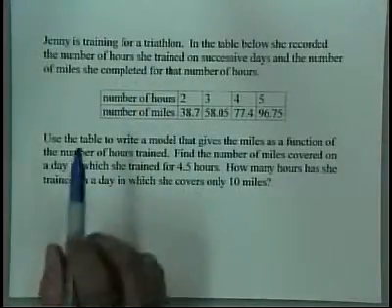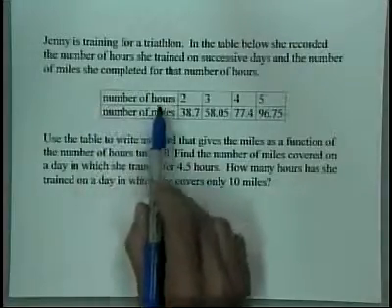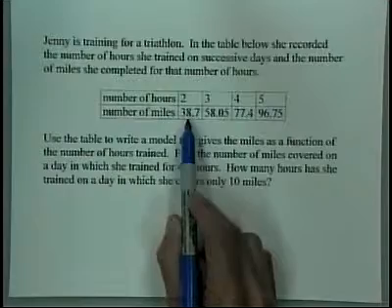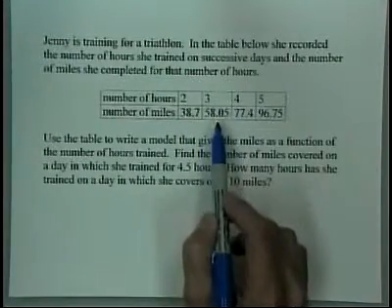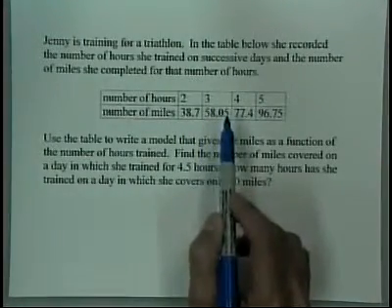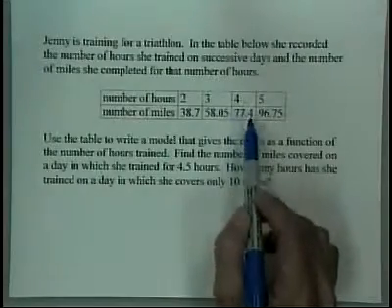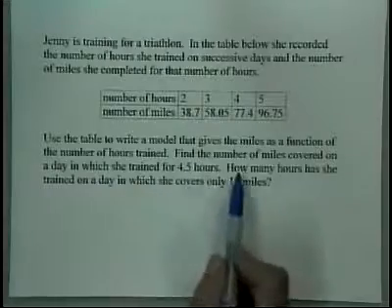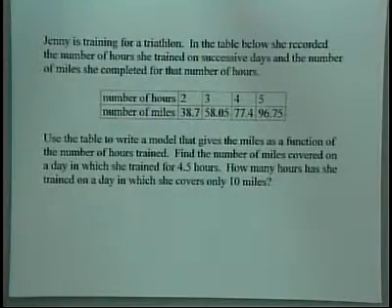And so it says in our table that when she trained for 2 hours, she completed 38.7 miles, for 3 hours, 58.05 miles, and 4 hours, and so forth. We want to use the table to write a model that gives the miles as a function of the number of hours trained, and then we'll worry about answering the other questions involved here.